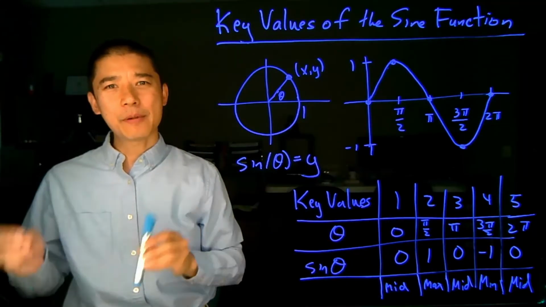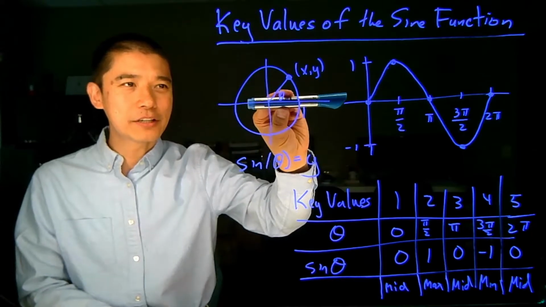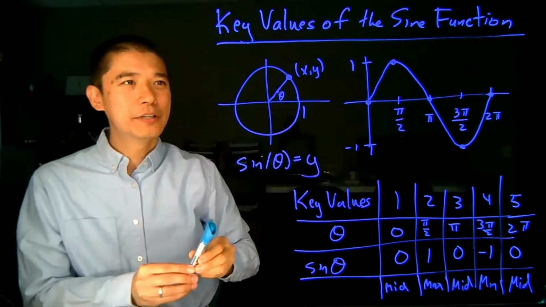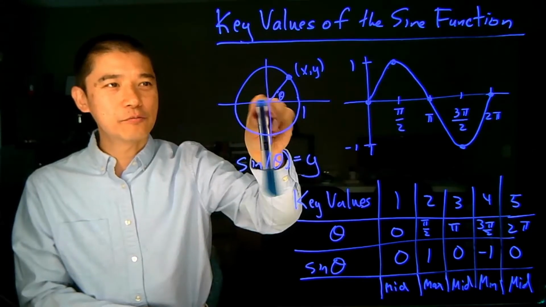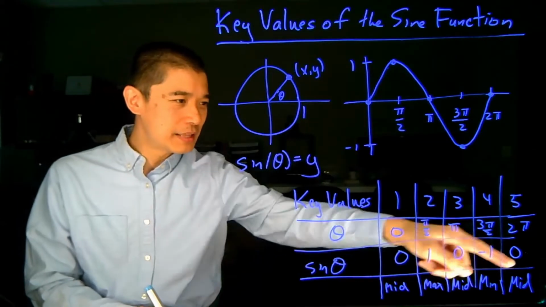And we just want to think about the y coordinates. In this direction, the y coordinate is equal to 0. In this direction, the y coordinate is 1, 0, negative 1, and 0. And that gives us these values.